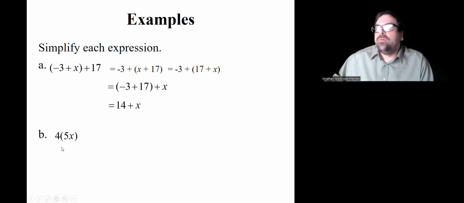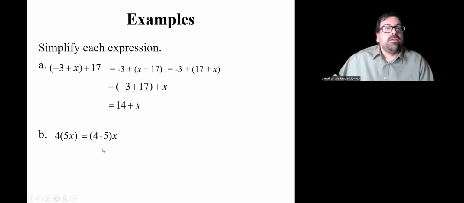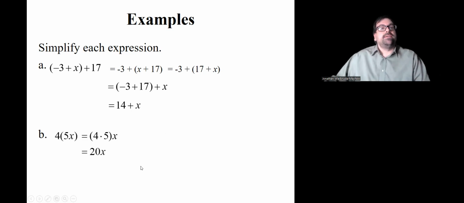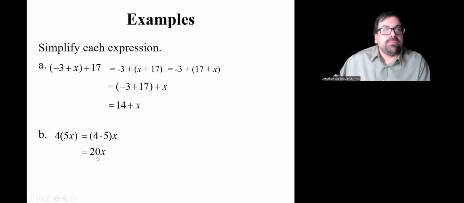In B, we have 4 times the grouping 5x, but this is all multiplication. The associative property says we can regroup these and group the 4 times 5 together first. 4 times 5 gives us 20, so 20 times x. Again, we can't simplify this any further because we can't multiply numbers by x things and get something else.